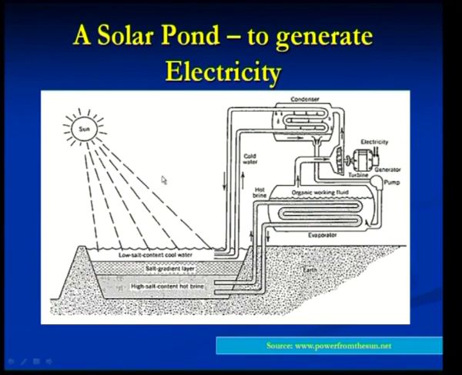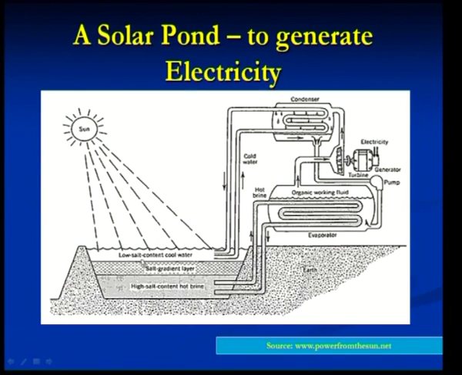So, this particular picture explains how a solar pond is used to generate electricity. This is your solar pond where you have 3 layers. The first layer has a low salt content, which contains the cool water. The second layer is the salt gradient layer, the middle zone, and the third zone is the high salt content hot brine zone.